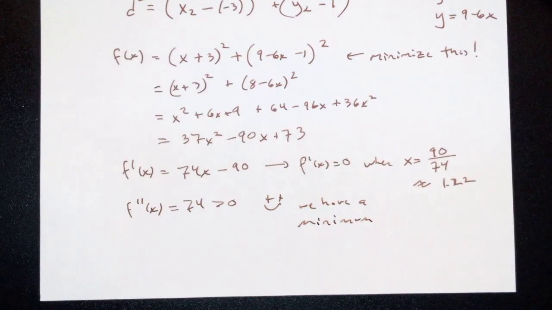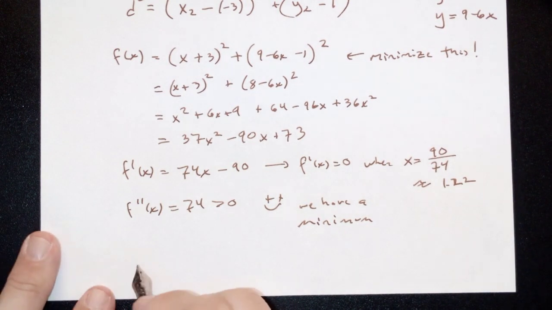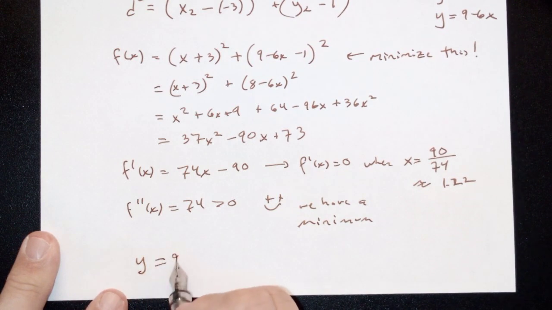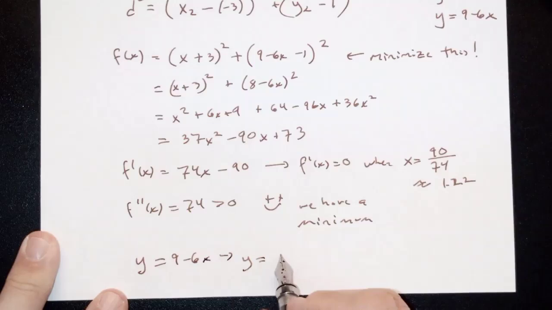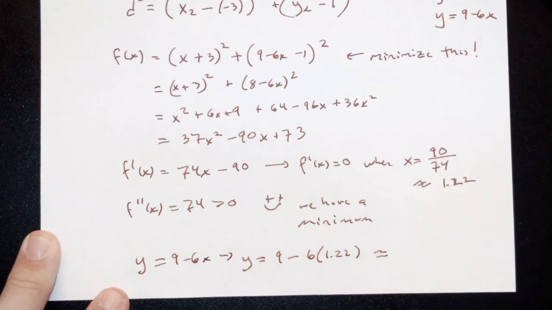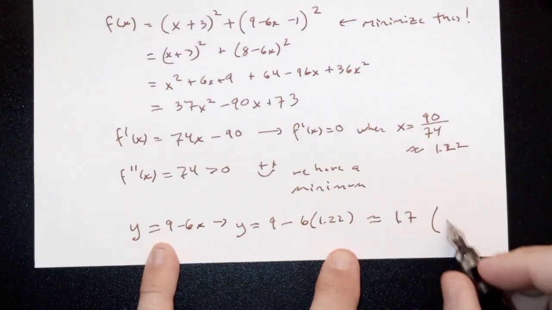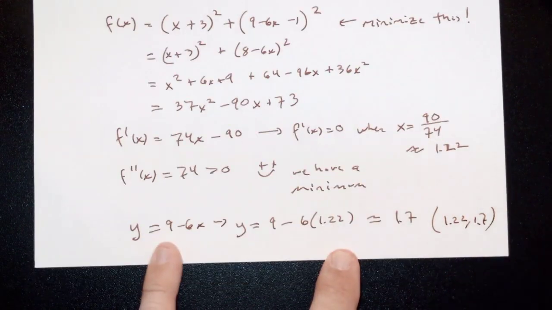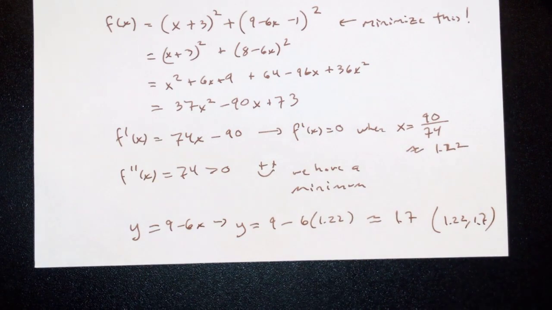Have I answered the question? Why not? A point needs both an x and a y. But we have the expression y equals 9 minus 6x. So y equals 9 minus 6 times 1.22, which is roughly 1.7. And so my point is 1.22, 1.7. Ta-da!